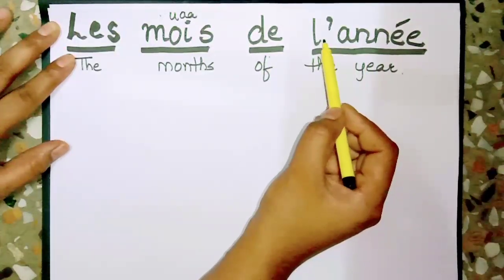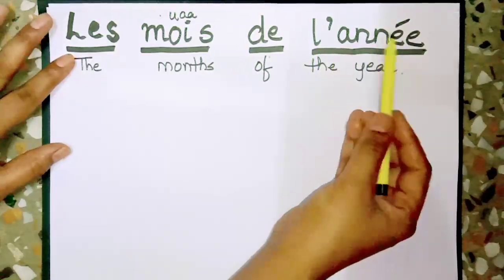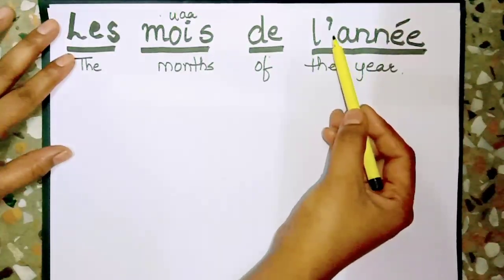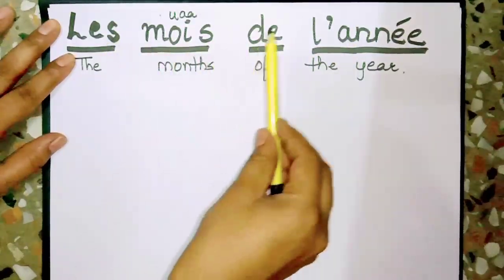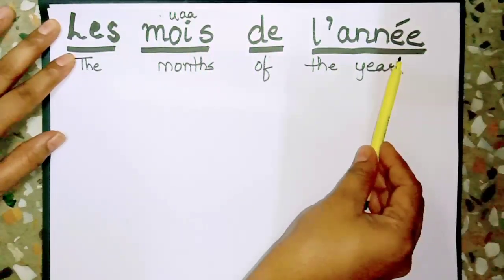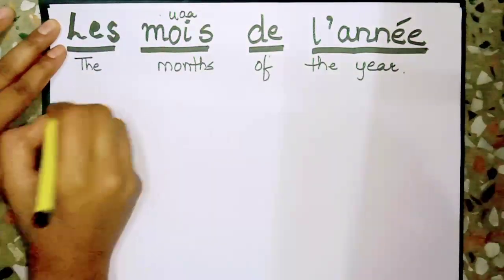Why l'année? Année ek feminine word hai, yahan par hame L-A likhna chahiye, but just because année vowel se start ho raha hai, so I'm putting L apostrophe, which is a definite article, this L, right? So, les mois de l'année, okay? Now we'll learn the months of the year. So we'll start with January.